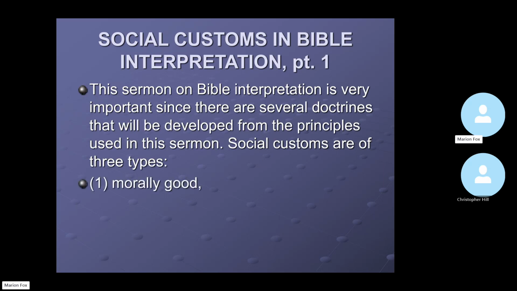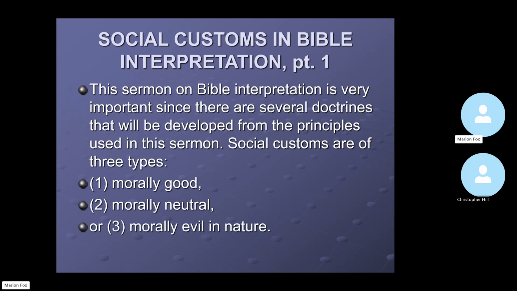Some customs are morally good, some customs are morally neutral, and some are morally evil. Well, if we look at these three categories, we would never want to do a morally evil social custom. So that's out of the picture. If it's morally good, we ought to be doing it. And the only time that we decide whether to do it or not is if it was morally neutral.